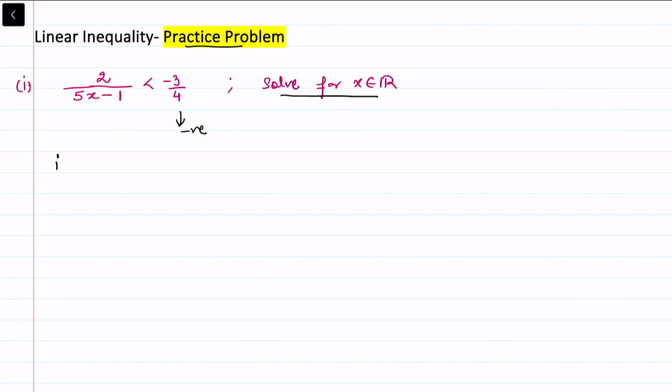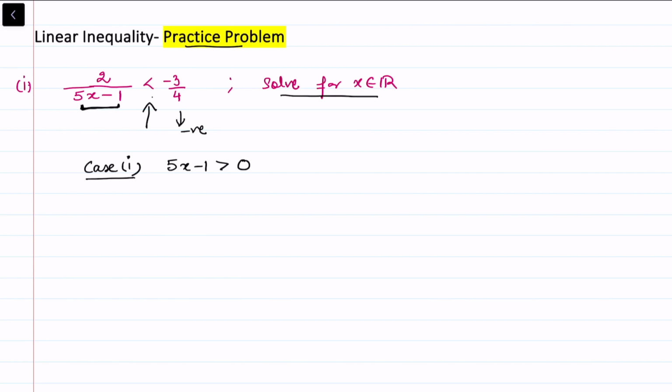Now we will make cases because 5x minus 1 is in the denominator, so we want to bring this into the numerator. So probably we might think of the first step as cross multiplying. But when we multiply, we must ensure that if this quantity is positive, the inequality sign will not change. In other circumstances, if 5x minus 1 is negative, then we will have to change the inequality sign. So we will take case 1 in which 5x minus 1 is strictly positive.